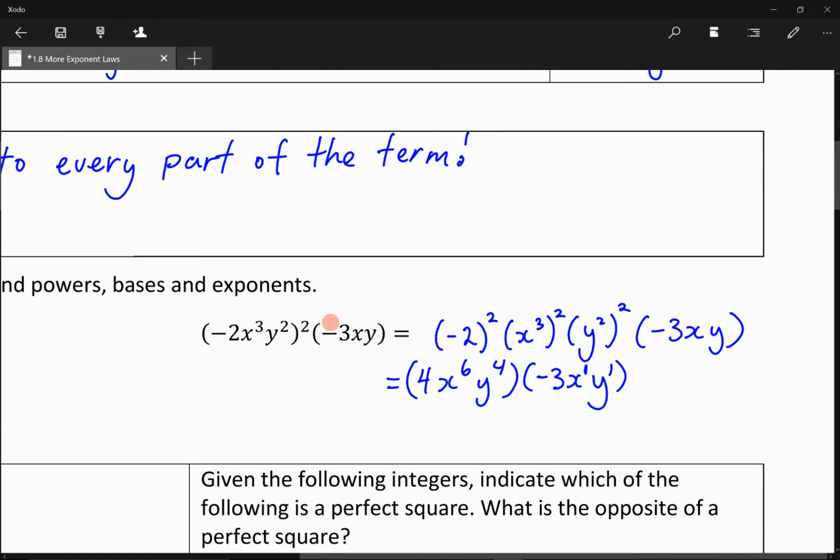Okay, so now when I'm multiplying parts of these terms, I'm going to multiply the coefficients first. So 4 times negative 3 gives me negative 12. X to the power of 6 times x to the power of 1. Again, I can only multiply these because these have the same bases. So I'm going to add their exponents, so 6 plus 1 gives me x to the power of 7. And y to the power of 4 times y to the power of 1, I'm going to add their exponents, 4 plus 1, which is 5. And then there's my answer.